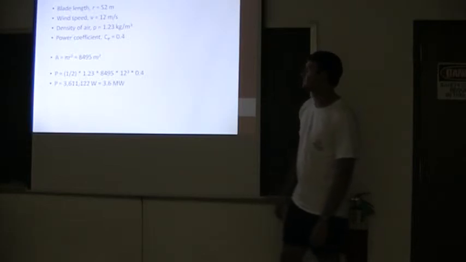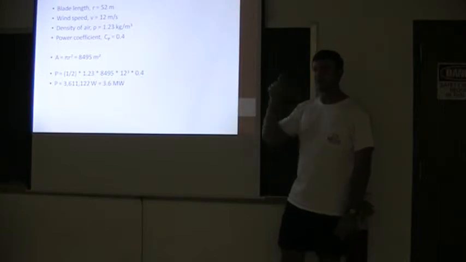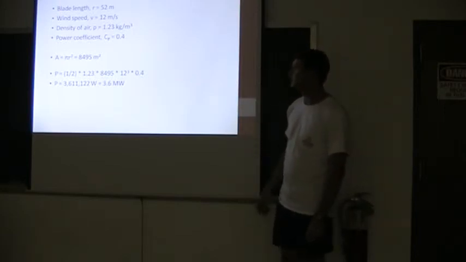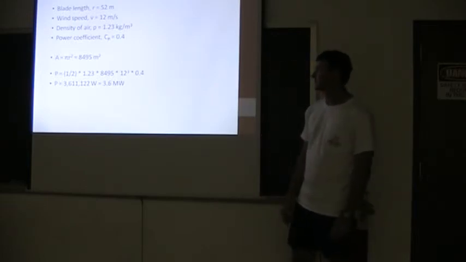So here's just a simple example. Say you have blade length 52 meters, wind speed 12 meters per second, and then you were able to calculate the area. Basically, it's just the surface area of the circle, and from there you're able to calculate the power of the turbine will be 3.6 megawatts.